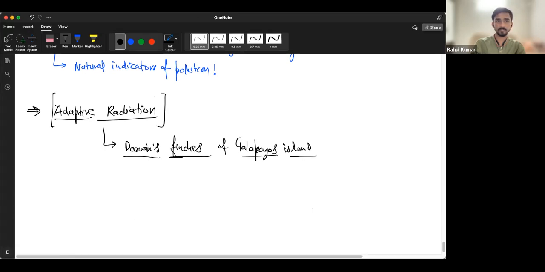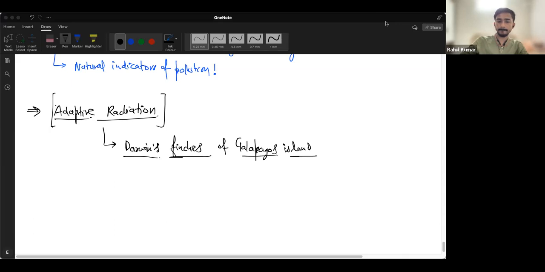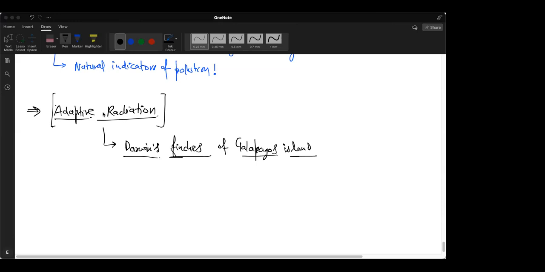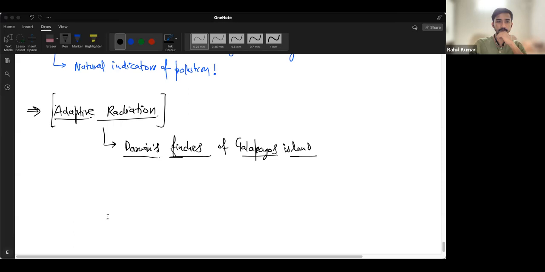I'll try to pull it out for you. Can you tell me which page it is on? 133. 133. Okay. See. Okay. Yes, I found it. Very well. Let's come back.